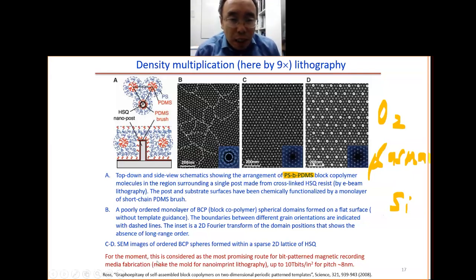So this method was considered as the most promising route for the bit patterned recording media. We have talked about bit patterned magnetic recording media when we talked about nanoimprint lithography, at the end of the nanoimprint lithography. But we know that about 5 years ago, this bit patterned magnetic recording idea was given up by the industry. But nevertheless, this is very great work. You can have very, very high density. You can get up to 10 terabit per square inch for the pitch of 8 nanometer.